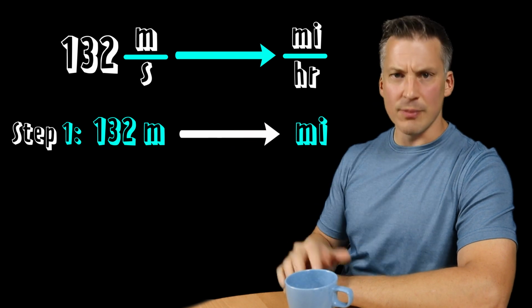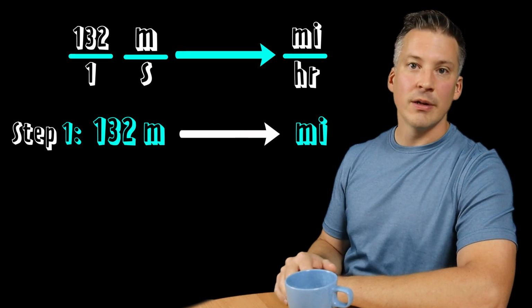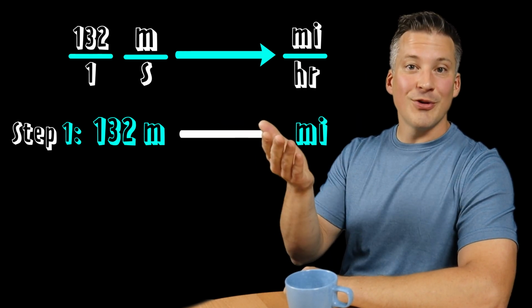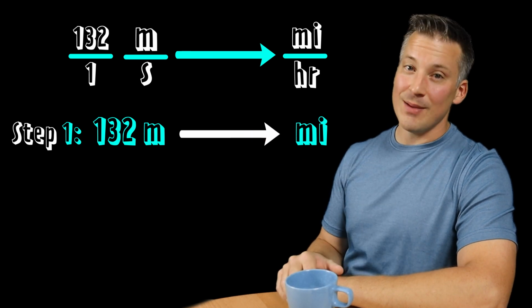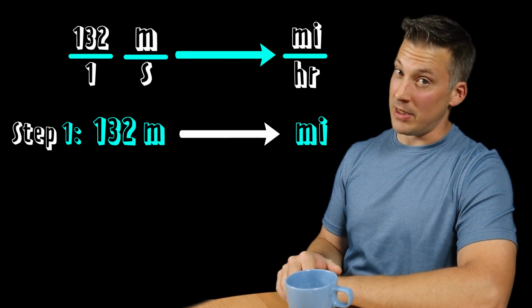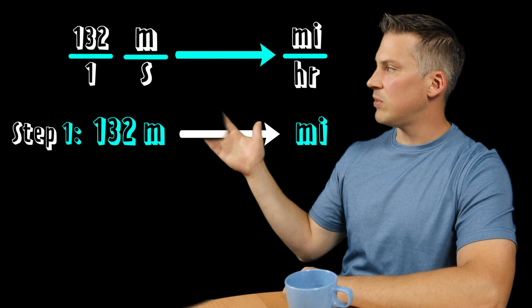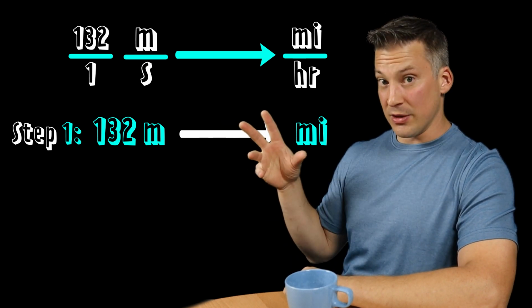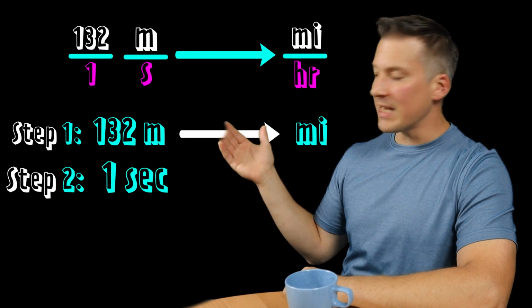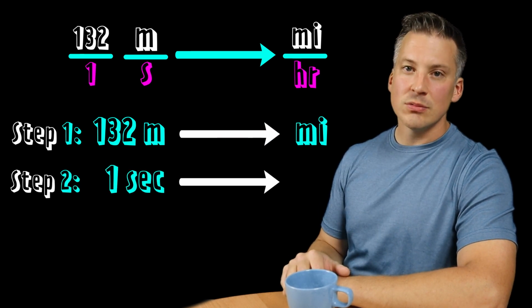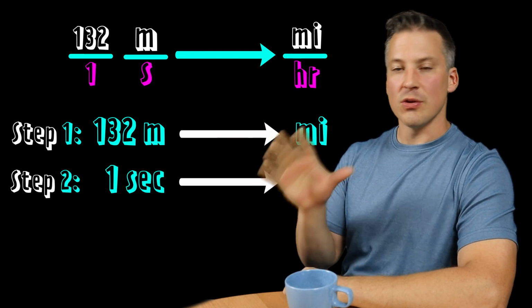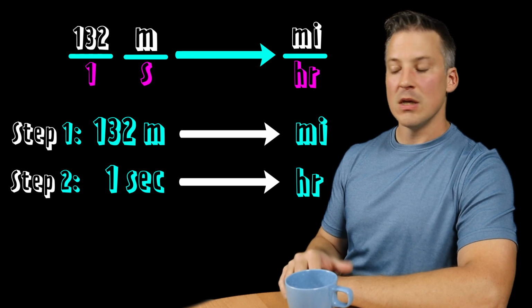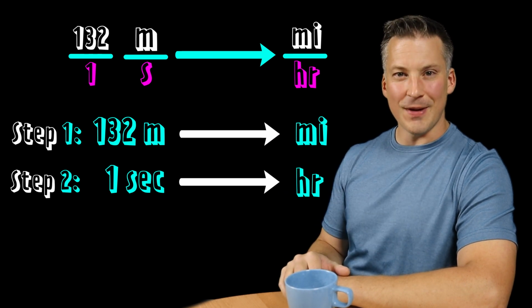Now you might say, well, there's no number. What are we converting? Just plug in a 1 there. 132 meters per second is the same as 132 divided by 1 meters per second. So just plug in a 1 in the denominator. So now the second conversion is going to be to convert 1 second into hours. So those are the two conversions. Let's just do both of them.